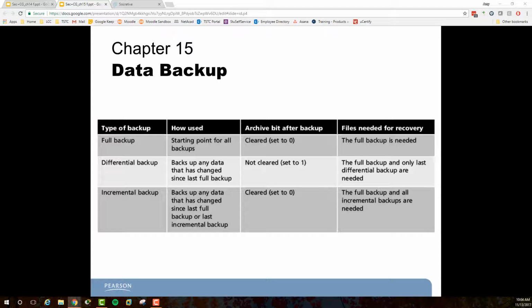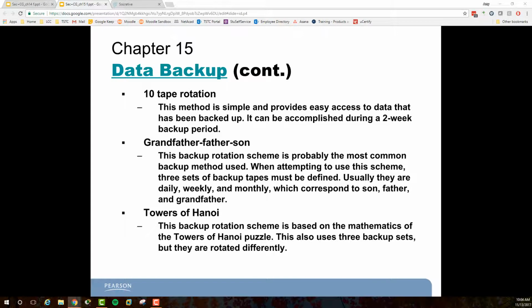The incremental backup, sometimes people get these confused. This is anything that's changed since the last full or the last incremental backup. We'll go through an example of this later on, but incremental backups can kind of build on each other. And there's a video available on Moodle if you want to look at that.